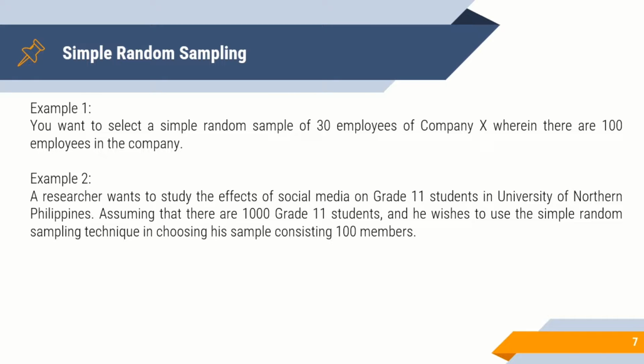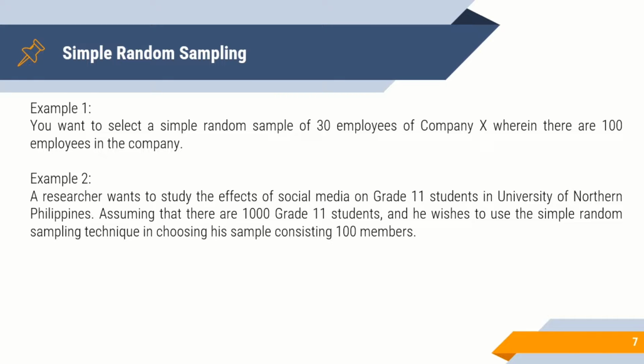So using the lottery method, you should have a list of the students' names under grade 11 students. Then you assign a number to each student from 1 to 1,000. Write the numbers on pieces of paper with the same size and shape. Again, then fold the pieces of paper. Put all the folded pieces of paper in a box.